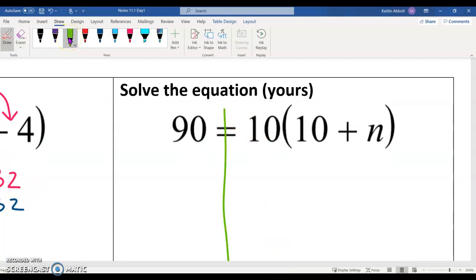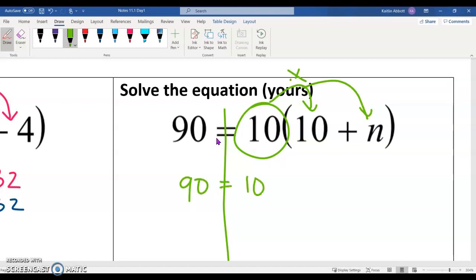Okay, here we go. So if you're done on Nearpod, again, we had to distribute this 10 to both terms on the inside. So we're going to multiply them to both terms on the inside by multiplying. So I'm bringing that 90 down. 90 equals 10 times 10 gets me 100, plus 10 times n, or 1n. 10 times 1 is 10, and n. So we have 10 n's now.